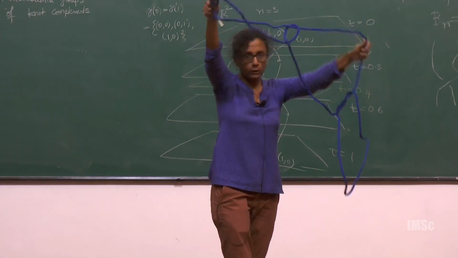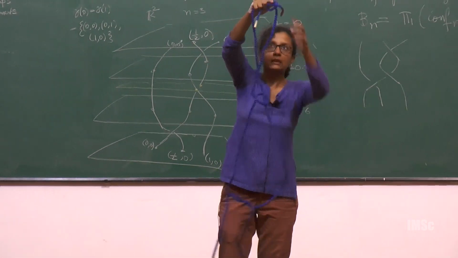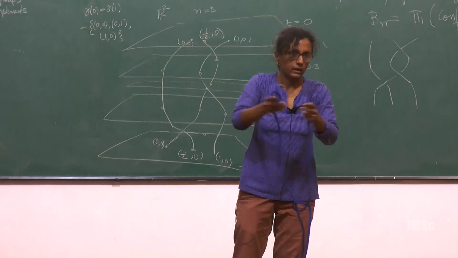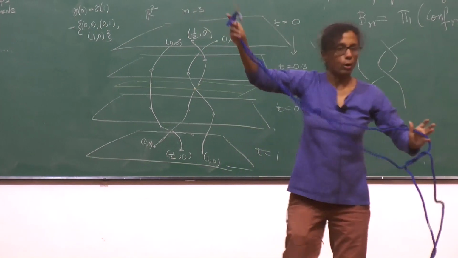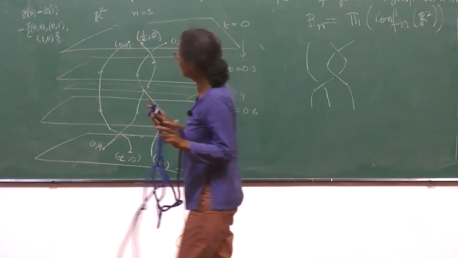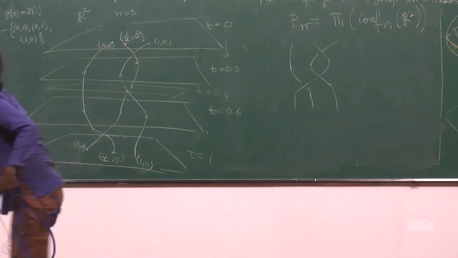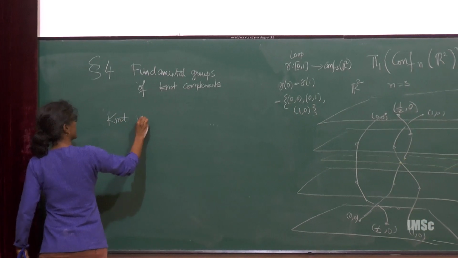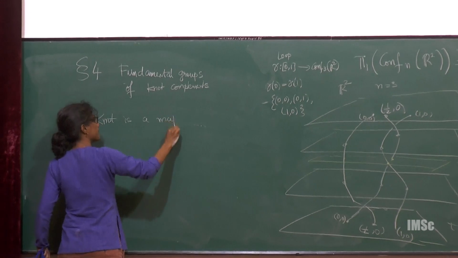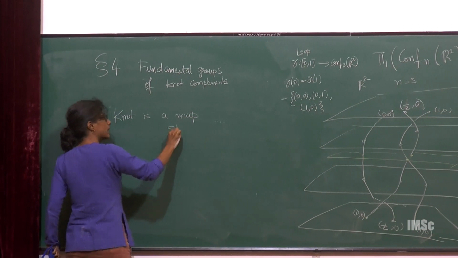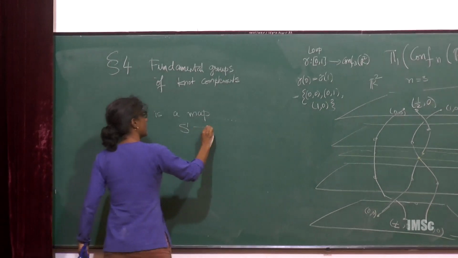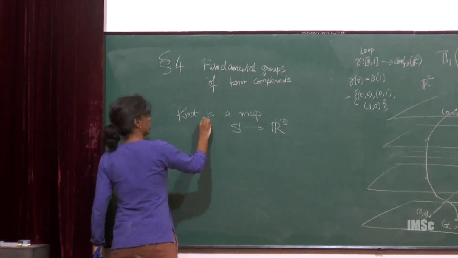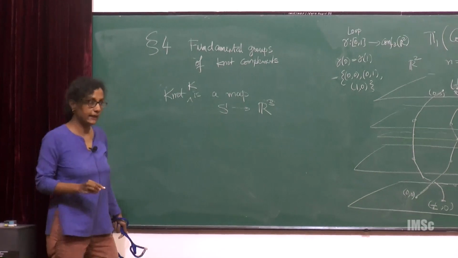So this is a copy of a circle. This is literally a circle. If I take a string and join the ends, it's a circle, right? And it's sitting in R3. So all these are knots. A knot is a map from S1, the circle, to R3. And a knot is often denoted by the letter K.